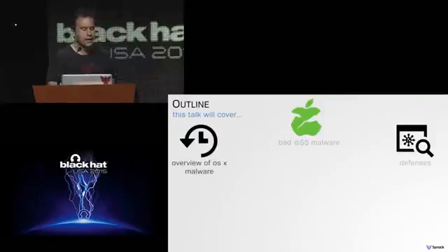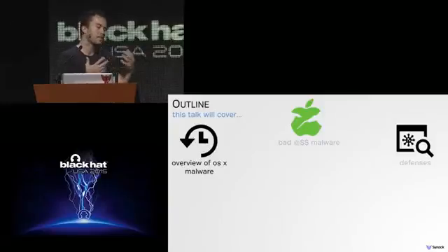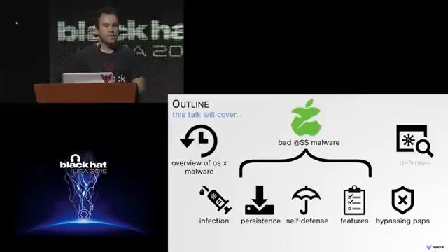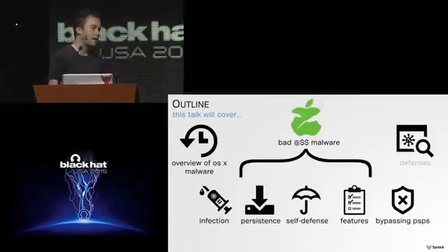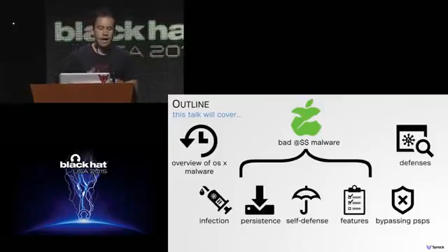So the talk today can be divided into 3 parts. We're going to start with a brief overview of OS X malware. Kind of allows us to get a baseline of what is out there. Then the main part of the talk, I'm going to provide some novel ideas about how we can improve this status quo. So basically, we'll talk about how to improve infection vectors, persistence, self-defense, features, and then bypassing security products. And then finally, we'll end with some free security tools that can help us protect our Macs and ensure that we remain secure.